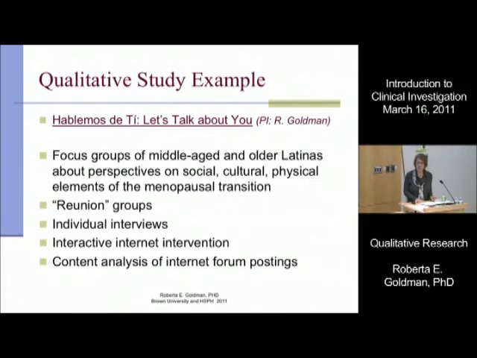the menopausal transition among Latino women, mixed Latino women in Providence. And I did a series of focus groups with women in different parts of Providence and from different countries. And it was looking at their perspectives on the social, cultural, and physical elements of the menopausal transition. And then the women wanted to keep getting together so much, and they kept showing up on nights that I wasn't at the community center to hold focus groups. So I coined a new term, reunion focus groups, and I had a whole other set of focus groups that were open to anybody in any focus group who had ever come before.